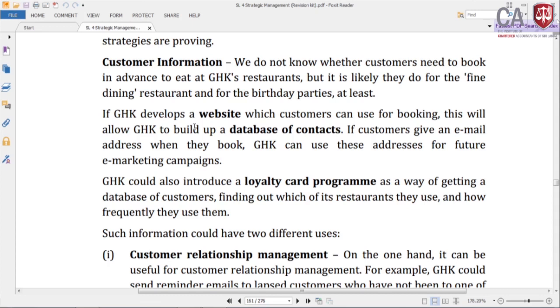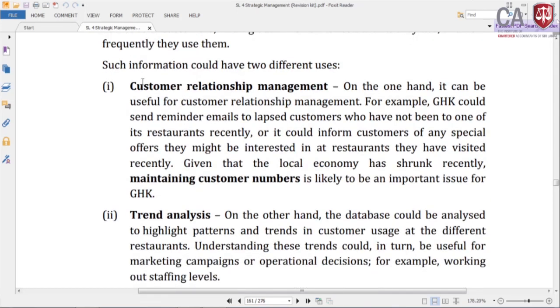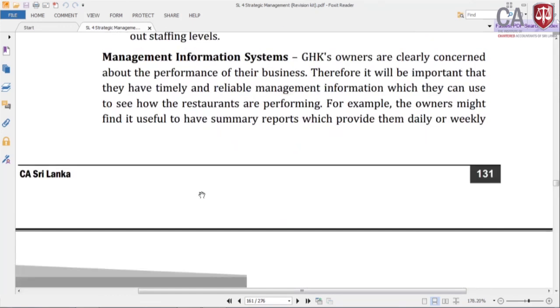GHK could also introduce a loyalty card program as a way of getting a database of customers, finding out which of its restaurants they use and how frequently they use them. You can use that information for customer relationship management purposes. The best solution is to have a CRM system, actually software. Customer relationship management, then another thing you can do is trend analysis. Then you can have a management information system also.